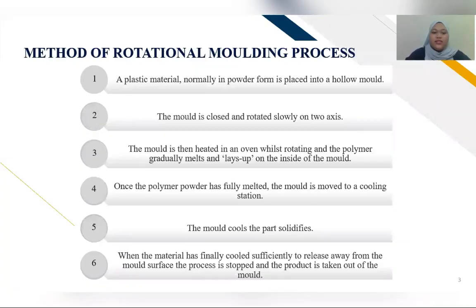Step 4. Once the polymer powder has fully melted, the mold is moved to a cooling station, cooled usually with air and sometimes with a fine mist of water. Step 5. As the mold cools, the part solidifies. Step 6. When the material has cooled sufficiently to release away from the mold surface, the process is stopped and the product is taken out of the mold.